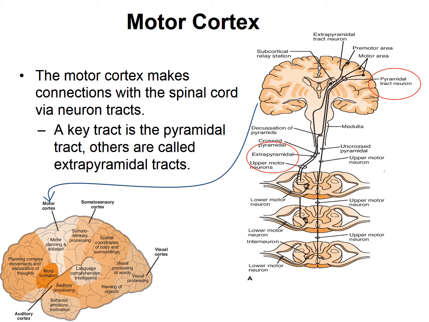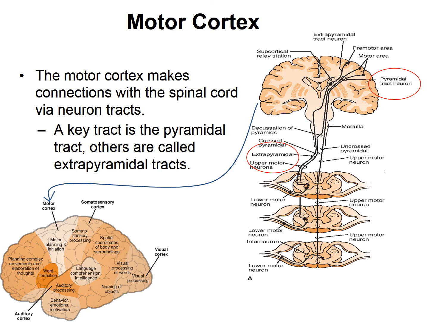In the previous videos, we've seen a little bit about the basic motor organization of the central nervous system. Essentially, the motor commands originate in the higher brain centers and then descend through the lower brain centers and out to the spinal cord, exiting the spinal cord and eventually arriving at the muscles. Again, you can read more about that on page 18. The motor cortex makes the connections with the spinal cord via neuron tracts.